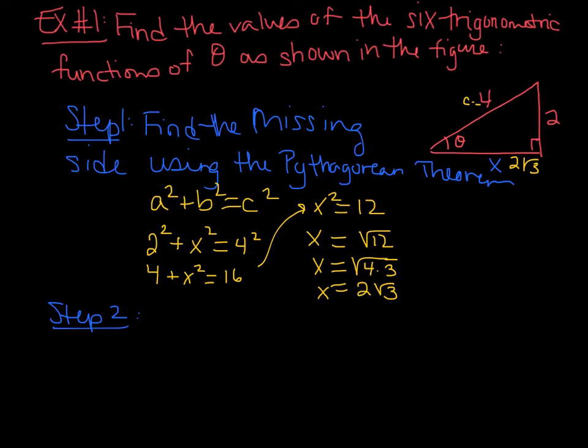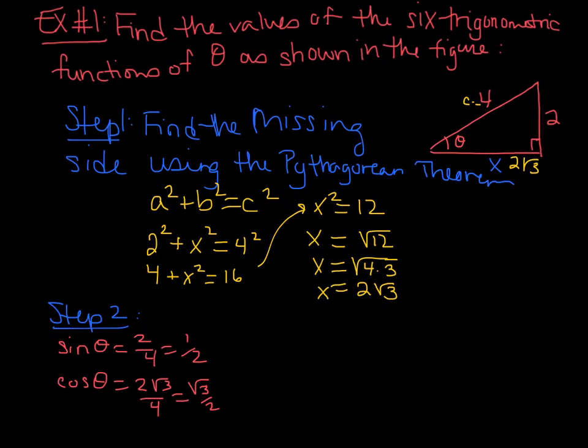So step 2, I'm just going to find my trig functions. I find the sine, and the sine is the opposite over hypotenuse, which is 2 over 4, or 1/2. The cosine is my adjacent over my hypotenuse, which is 2 radical 3 over 4. I can actually reduce that to radical 3 over 2.